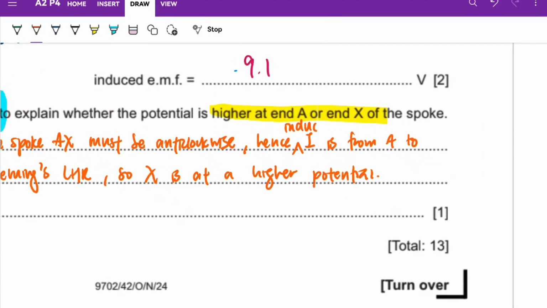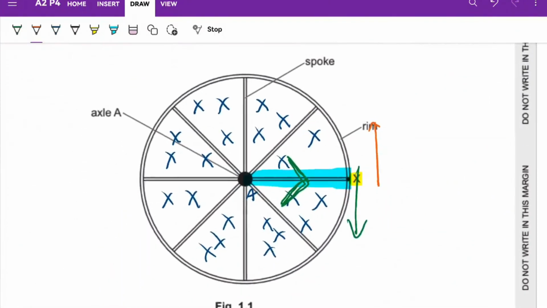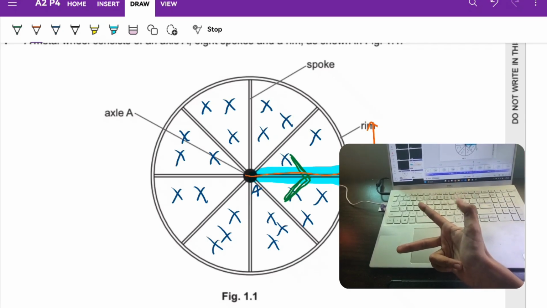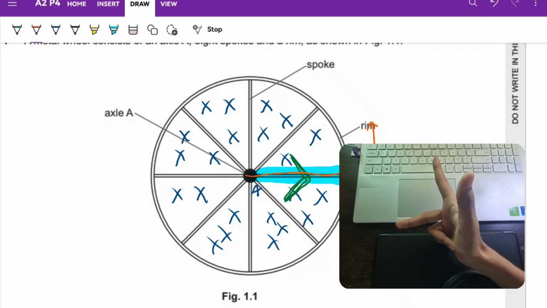You know why? Because there's a magnetic flux cutting. When this spoke, AX, cuts the magnetic flux, what happened? When there's magnetic flux cutting, you're going to have induced EMF. You're going to have induced current. So more accurately, you should say induced current. Yeah. So coming back, what if they didn't say using Lenz's law? We can use Fleming's right-hand rule. Take out your Fleming's right-hand rule, your force, which is your thumb, again the same. Your index finger is your magnetic field, and your middle finger is basically the induced current.